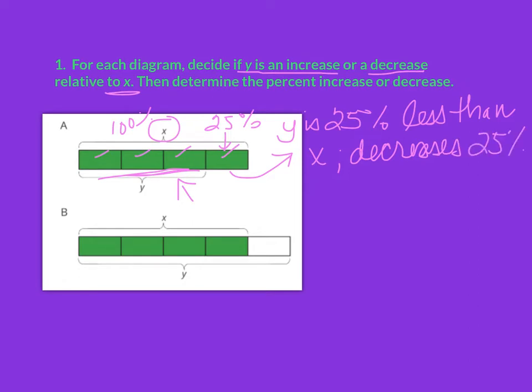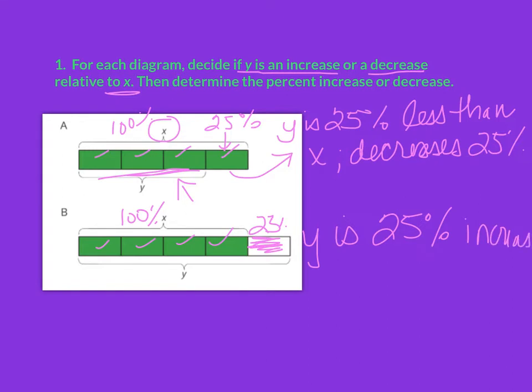Okay, the next one, we also again start out with x in 4 parts. So this is 100%. And y has taken an extra piece out. So that's another 25%. So in this one, y is a 25% increase of x.